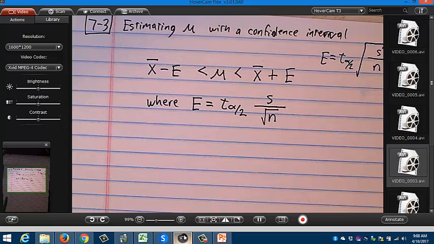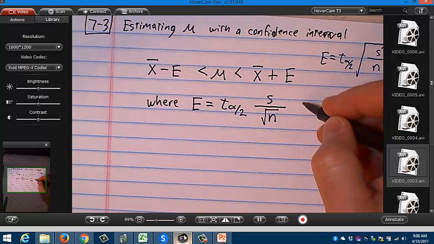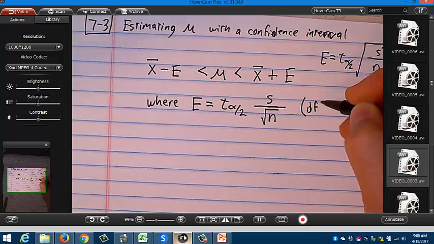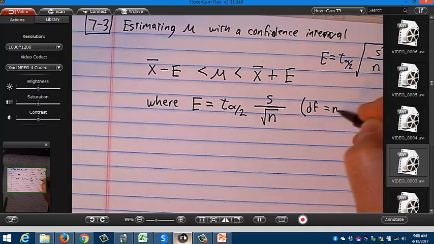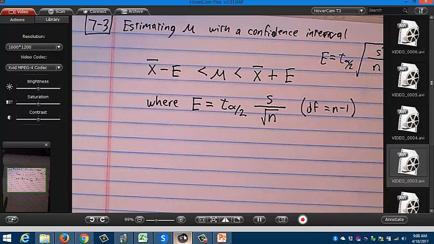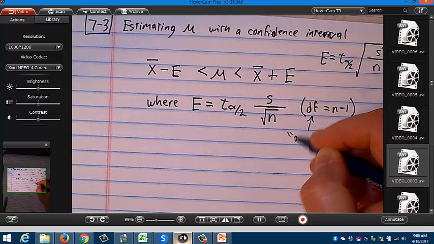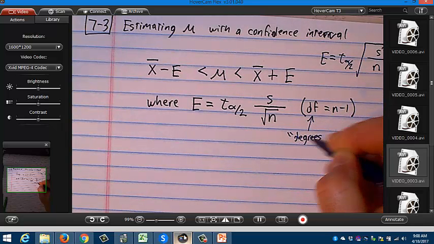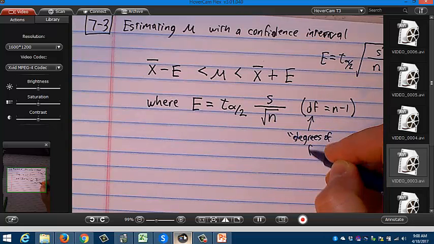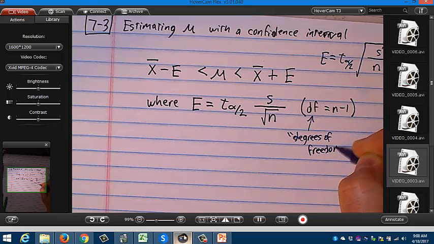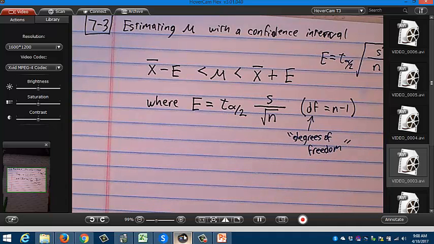Oh, and there's one other thing you need to know. You will see this on the formula page. df equals n minus 1. Okay? df stands for degrees of freedom. It does sound like an album. Maybe it should be. Yeah. This is what we're going to use.